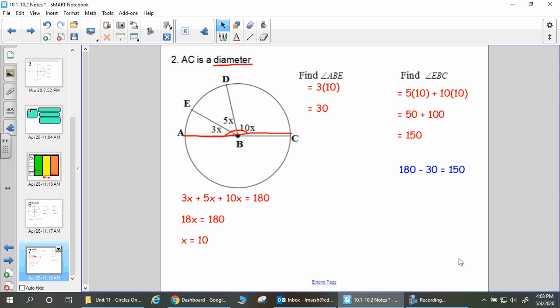So there sometimes is more than one correct way to find your answer. Just make sure you're using, obviously, what they give you and whether something has to be exactly 180 or not.